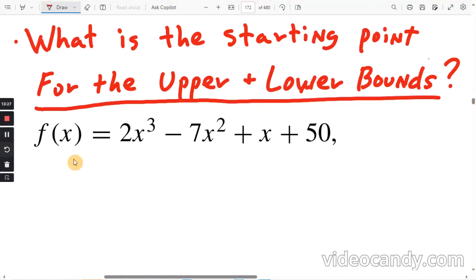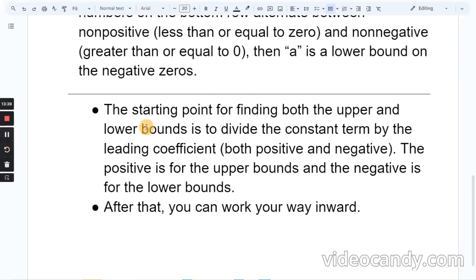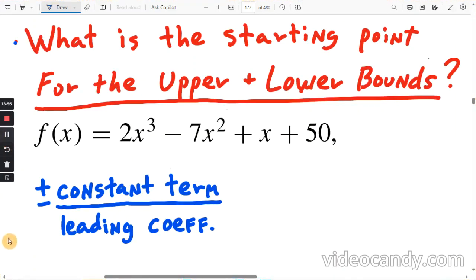All right, so last one, let's try this example. What is the starting point for the upper and lower bound? So we have this function here. Let's look at the notes again real quick. We said the starting point for finding both the upper and lower bounds is to divide the constant term by the leading coefficient, both positive and negative. The positive is for the upper and the negative is for the lower. Okay, so let's try that. All right, so pretty simple. Please pause and try it real quick. You're going to divide the constant term by the leading coefficient.